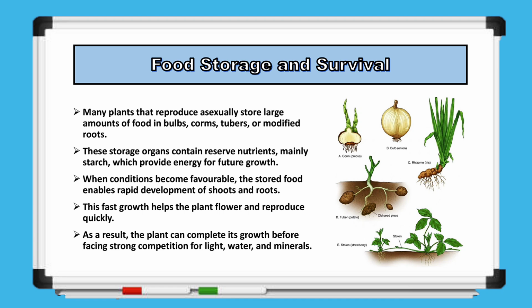When environmental conditions become favorable, the stored nutrients support the rapid development of shoots and roots. This quick growth allows the plant to flower and reproduce efficiently. As a result, the plant can complete much of its growth before facing strong competition for light, water, and minerals.